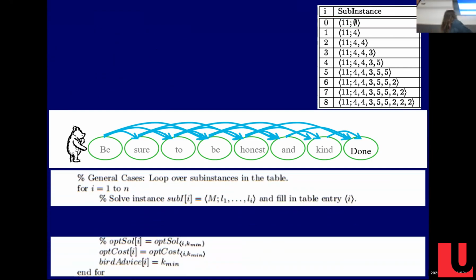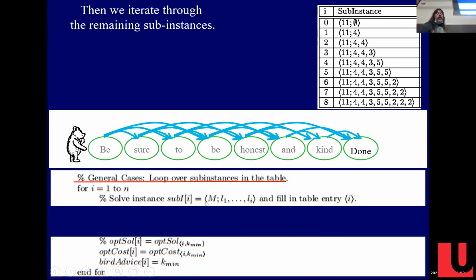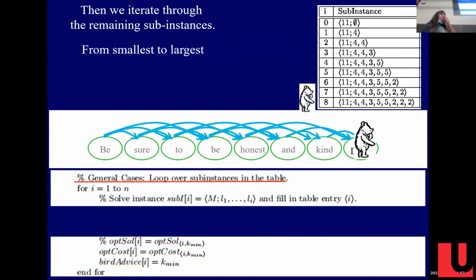All right. So then, as I said, your job is to finish all of these sub-instances, and so we loop over them. Here we iterate over the remaining sub-instances. We did 0 already, so we're going to do 1 through n, and there we did them. Don't you love animations? What order do we solve them in? We solve them from smallest to largest.